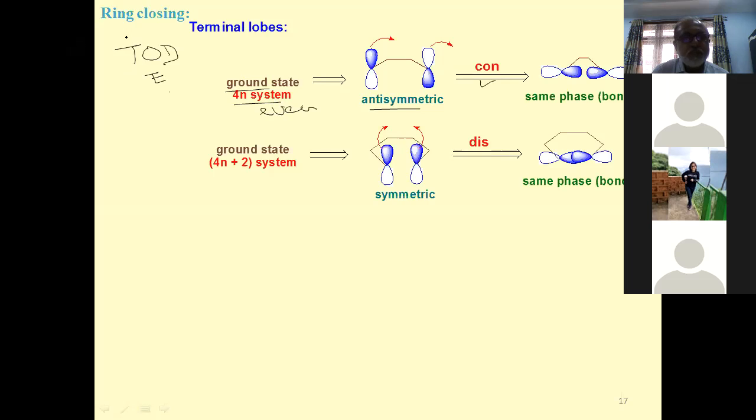And if it is thermal, condition has to be given. This is thermal condition. So this D will become con. So this is con rotation, and the con rotation is same rotation this side and this side. When you do it, this lobe comes here. This lobe comes here. So there is bonding, in phase bonding.